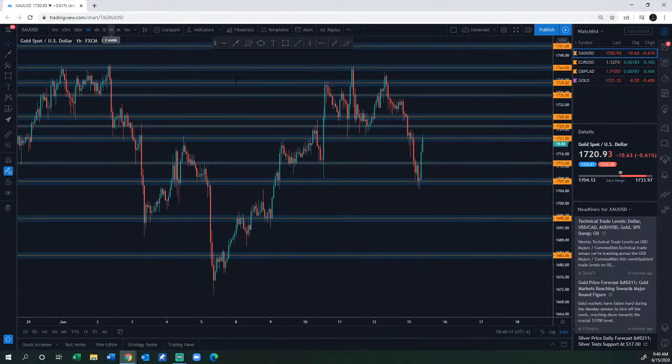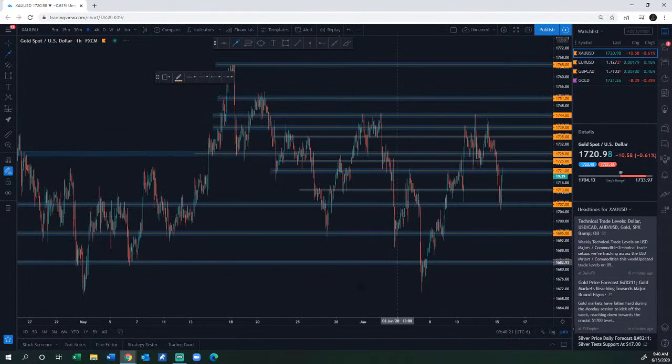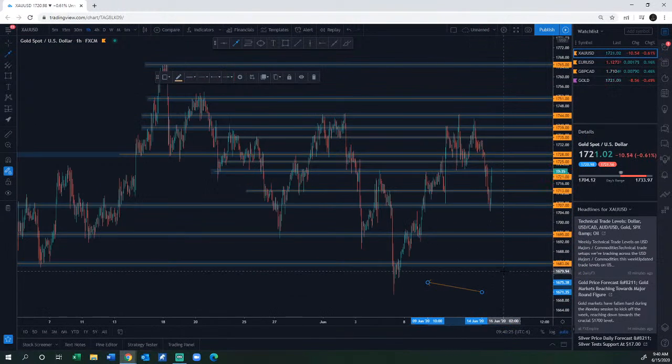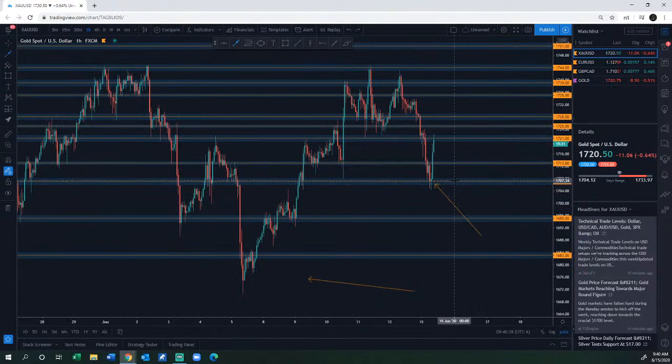So for trading ideas, let me grab my arrows here. What I'm looking for is this low right here to be respected. So we already have kind of a move down. This move down happened today, which is really good and healthy for the price of gold. And right here is pretty good buys at this level. You can have your stop here, but I think you gotta wait right now.